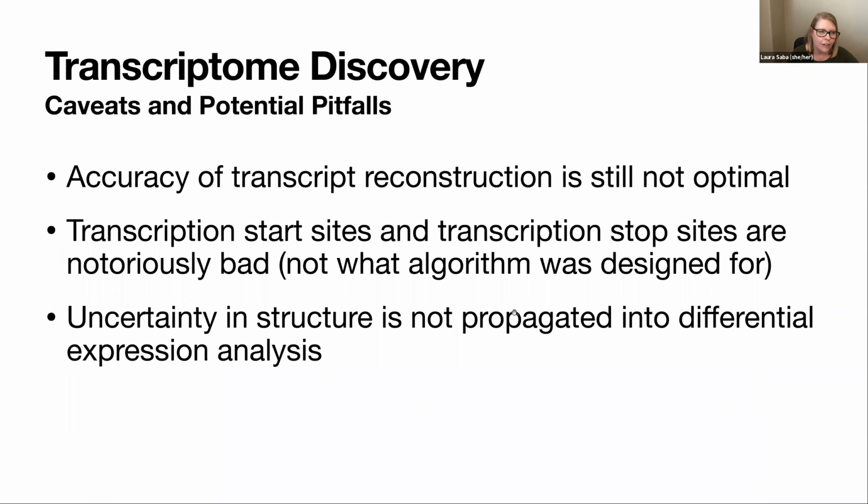I do want to point out a few of the caveats just because it's not perfect. So the accuracy of the reconstruction is still not optimal. We do get some false signals in there. It's super terrible at the start and the stop sites, but that's really not what it was designed for. It was designed more for what we call exon chaining. But just to be aware that for instance, alternative polyadenylation is not identified using StringTie.